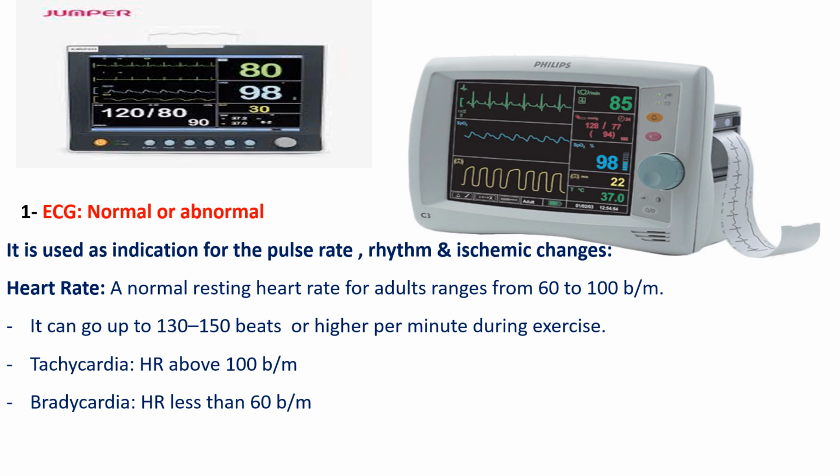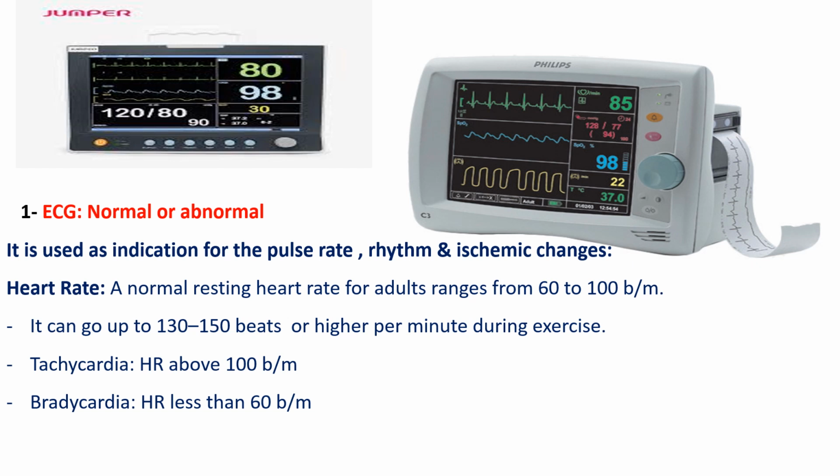What is the importance of electrocardiogram? It is used as an indication for the pulse rate, rhythm, and ischemic changes. Heart rate: a normal resting heart rate for adults ranges from 60 to 100 beats per minute. It can go up to 130 or 150 beats per minute or higher during exercise.